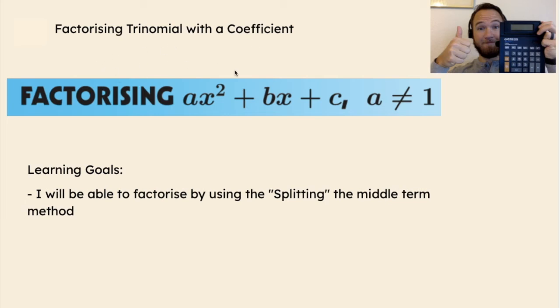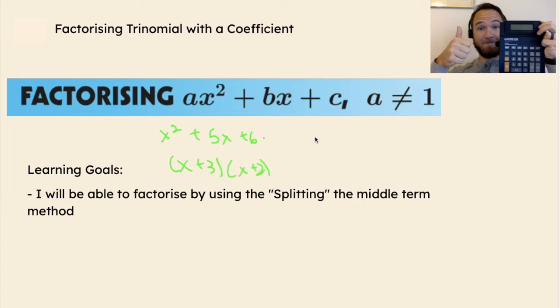Factorizing a trinomial with a coefficient. Factorizing something that's ax squared plus bx plus c, where a is not equal to 1. So we've done things like this, x squared plus 5x plus 6, and we could factorize this into x plus 3 times x plus 2.